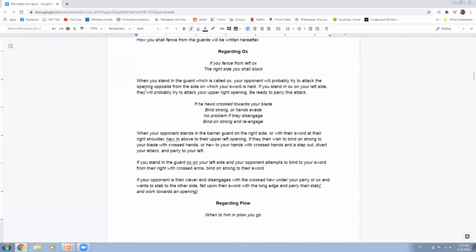So fence from ox. When you stand on ox, your opponent will try to attack the opening opposite from the side that your sword is held. So be ready to block it. So basically, if you're standing in left ox, you're blocking your upper left opening. So they're probably going to attack from the right. And that leans towards my interpretation of how the Krump to the hands should be done, because I think it should be pressuring towards that upper right opening on them and making them move towards it. And instead you step to the other side and hit them on the hands.